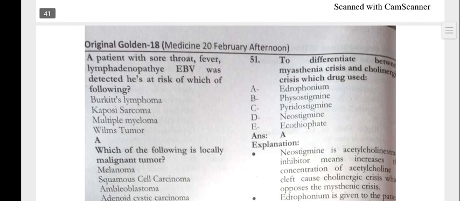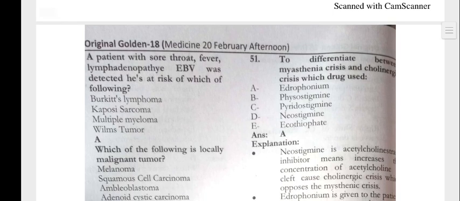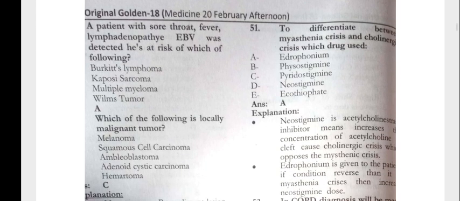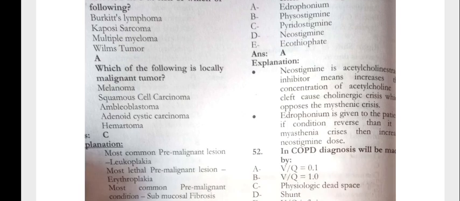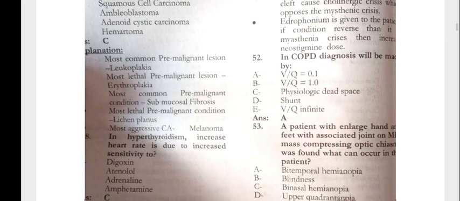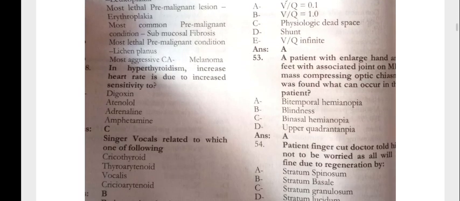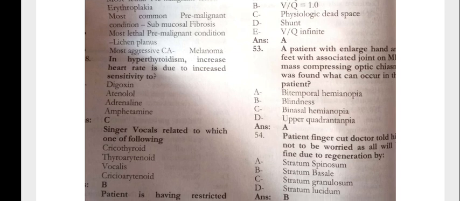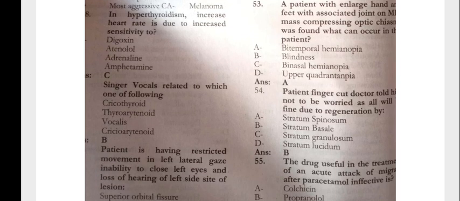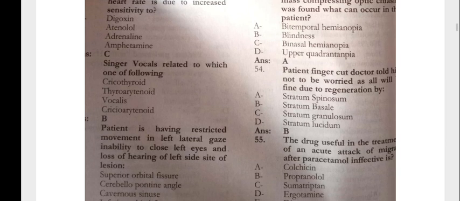The patient has sore throat, fever, lymphadenopathy, and EBV was detected. He is at risk of developing Burkitt's lymphoma. Which of the following is a locally malignant tumor? There is ameloblastoma. Next, hyperthyroidism, increased heart rate, increased sensitivity to adrenaline, the singer's vocals related to which one of the following? There is a thyroid retinoid.